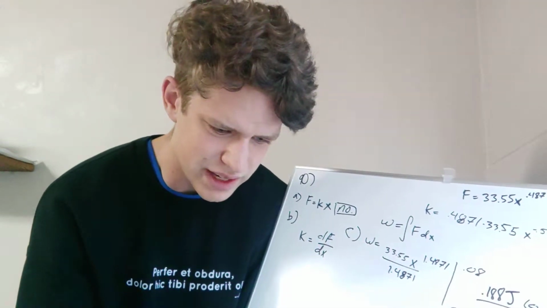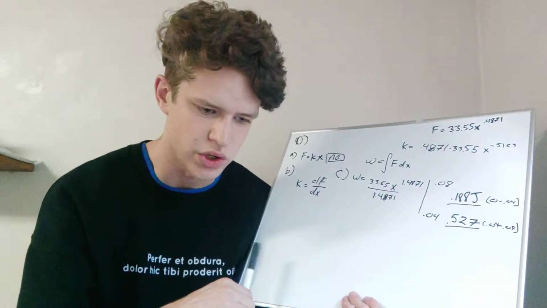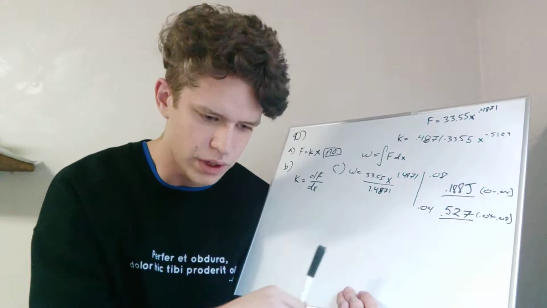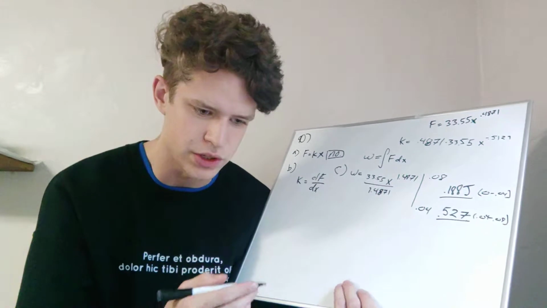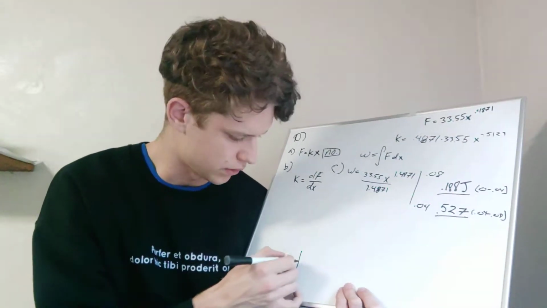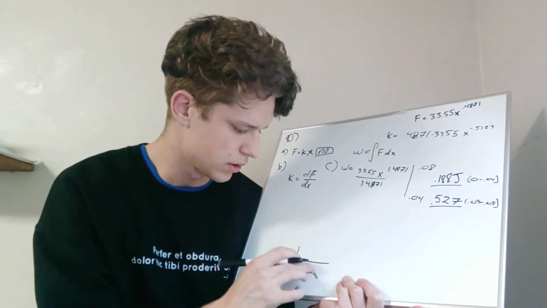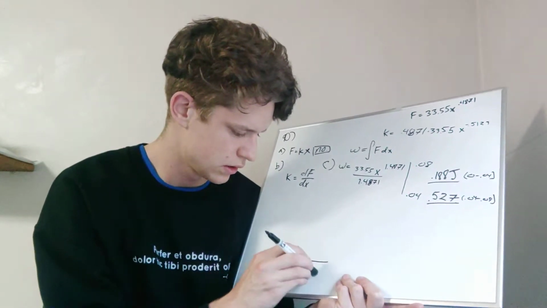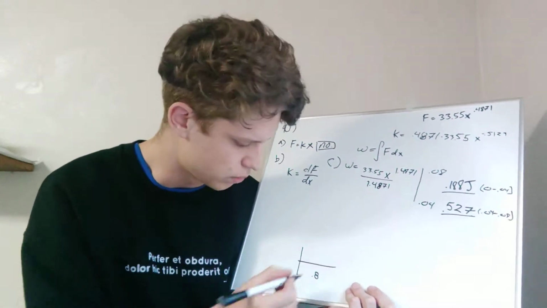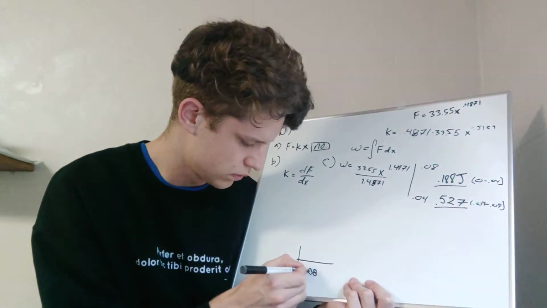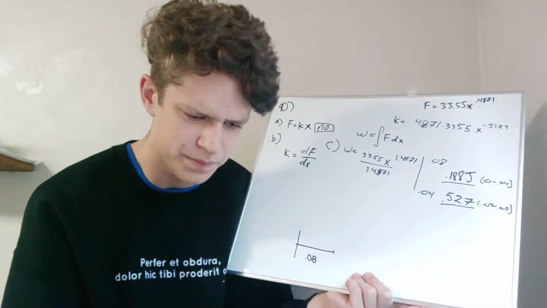And then part D asks if one end of the rubber band is attached to a stationary vertical rod and the rubber band is stretched horizontally 0.08 meters from its unstretched length. So you have a rod here and it's stretched out this way. Let me try that again. 0.08 meters from its resting distance.